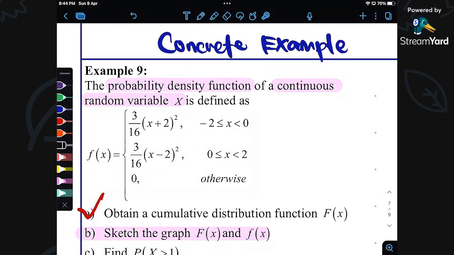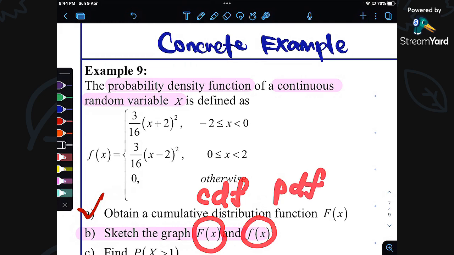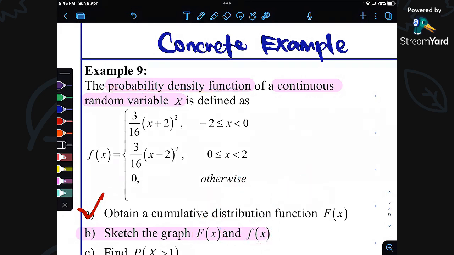Hello everyone, welcome back. We are still at example 9. Right now we are going to sketch the graph of big letter F and the small letter f. So big letter F indicates the CDF and small letter f indicates the PDF, probability density function. So basically we have both of the answers already.